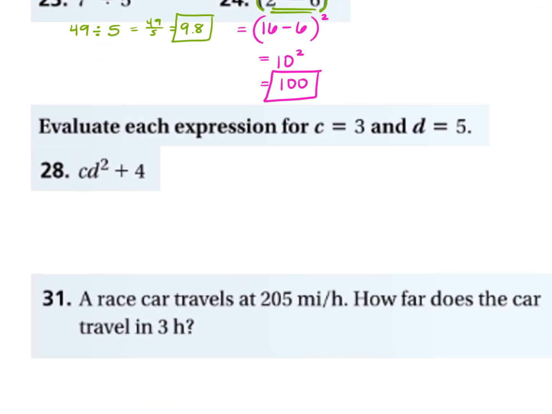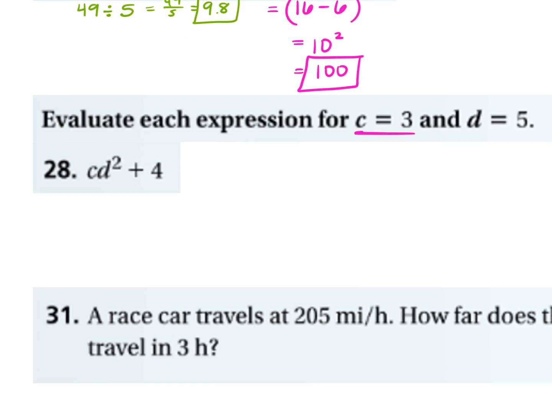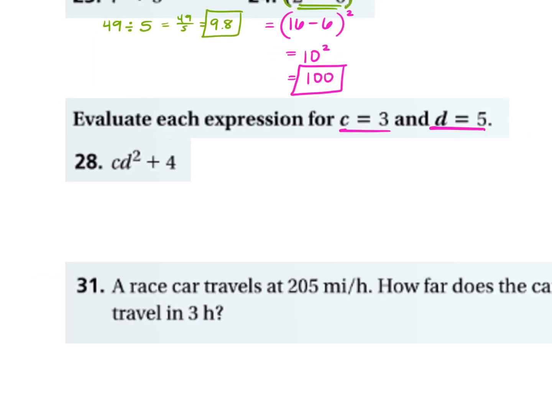All right, number 28. This is CD squared plus 4. Now, here's my question for you. They give us 2 values. C is 3, D is 5. We'll get there eventually. I need to know, what does this mean? CD squared. What is squared? It is to the 2nd power. What here is being squared? D. Just D. It's not CD. If it was CD, they'd put parentheses around it, right? If there's no parentheses, you're only squaring the thing that squared is next to. So don't multiply first. You need to do the exponent first, okay?